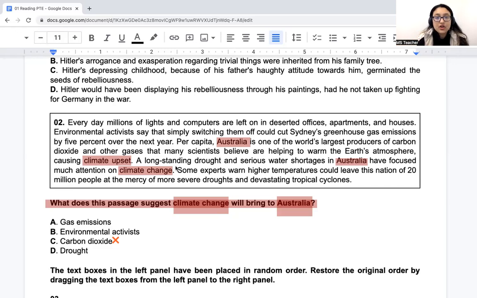So after climate change, a long-standing drought and serious water shortages in Australia have focused much on climate change. Some experts warn high temperatures could leave this nation at the mercy of severe droughts and devastating tropical cyclones. So the right answer is the fourth answer, which is drought, because at the mercy of drought means it will leave Australia with all the droughts. Okay, so that's why D is the right answer.